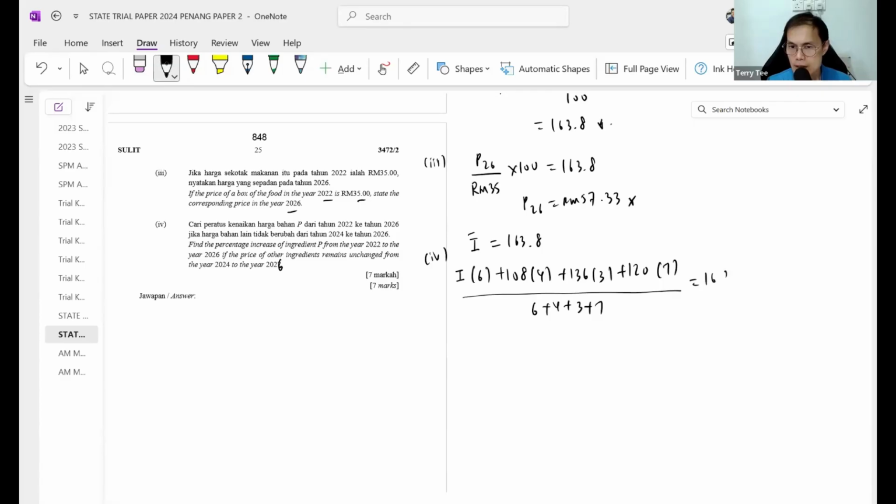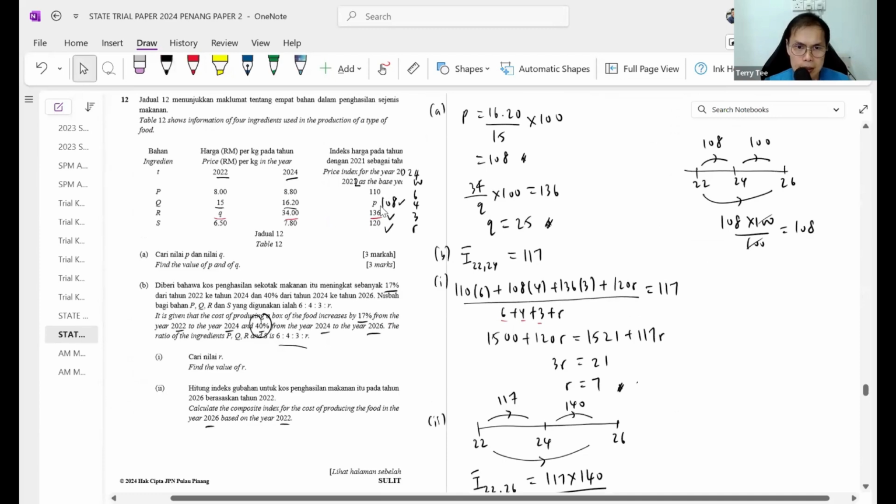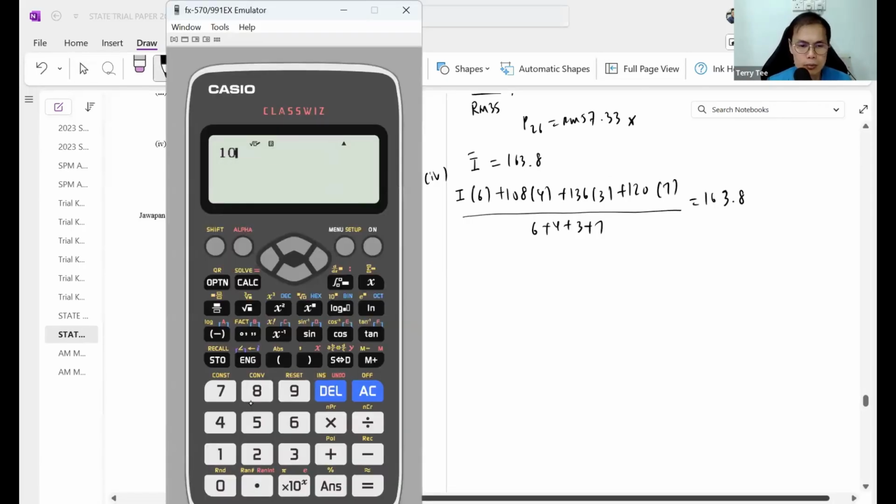Okay, counter check. This is 163.8. Our job is to find I now. Okay, let's go back and see this. It is the same, yeah, 136 and 120. P is 108. Yep, it's correct. Now let's count. Use your calculator. 108 times 4 plus 136 times 3 and 120 times 7. This will give us 1680.